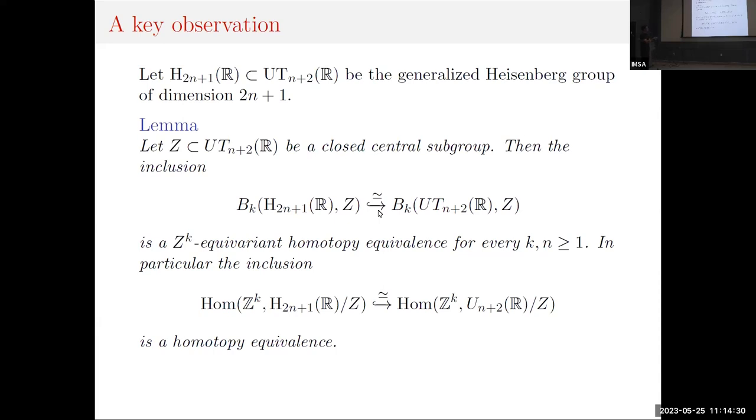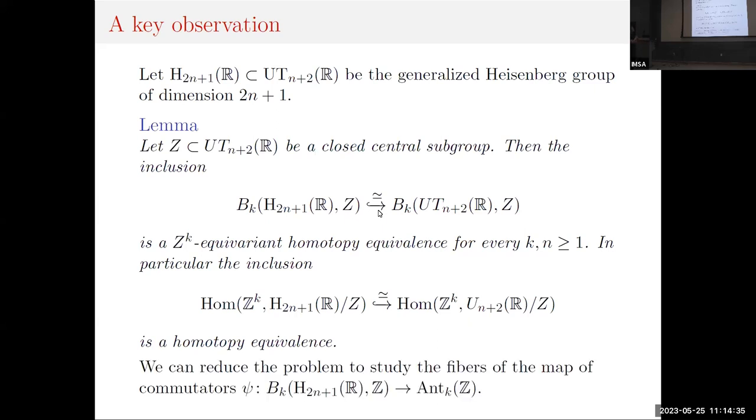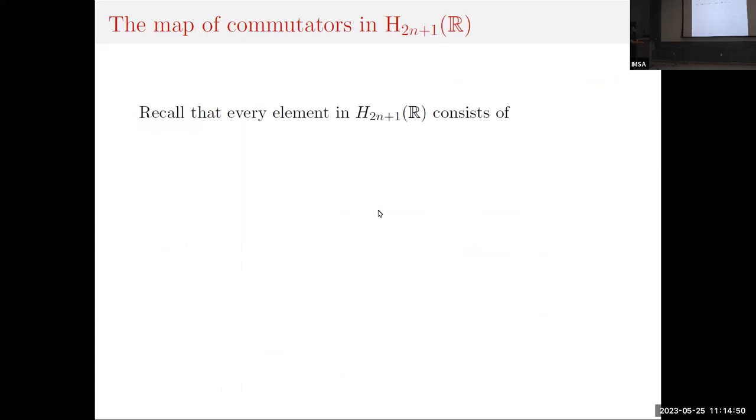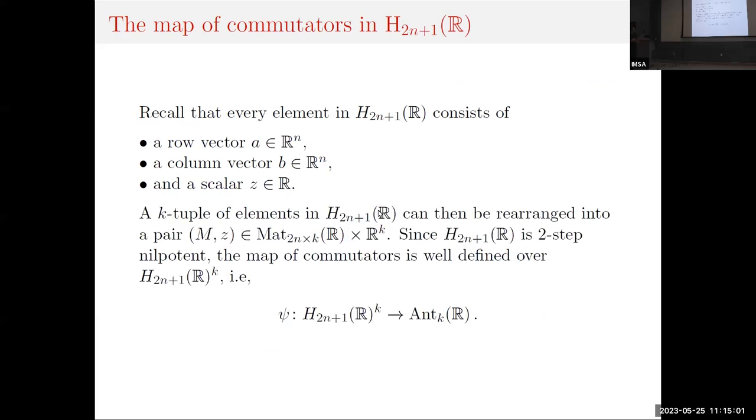And then, okay. So I can just now study the map of commutators at the level of these generalized Heisenberg groups. Okay, so this is what I was saying. I have a row vector A, that one over there, a column vector B, and this is scalar R, Z. Okay, so now the only thing I need is just to put things together in a nice way so that I can understand really well what's going on.